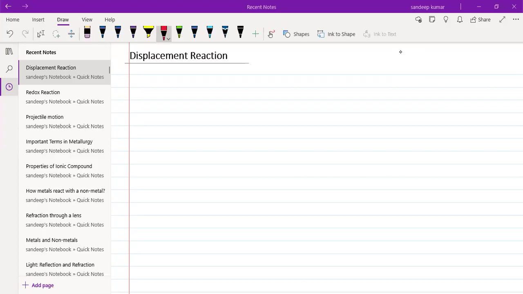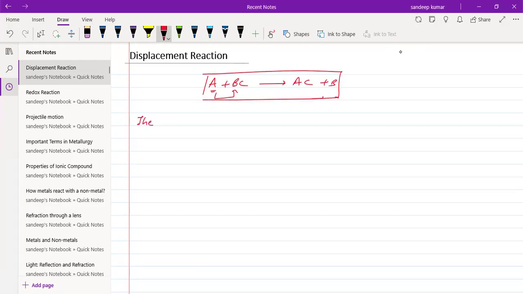Okay, let's start, children. How are we representing the displacement reaction? Generally, displacement reactions are represented as A plus BC gives rise to AC plus B. Here, A must be more reactive than B only. That is the condition, children. So we can write a displacement reaction.